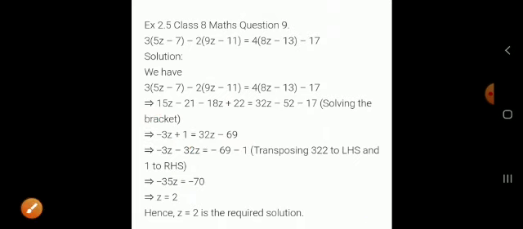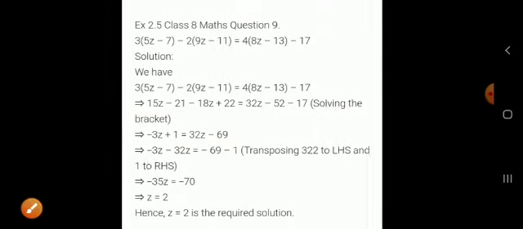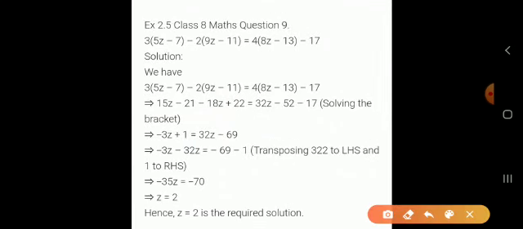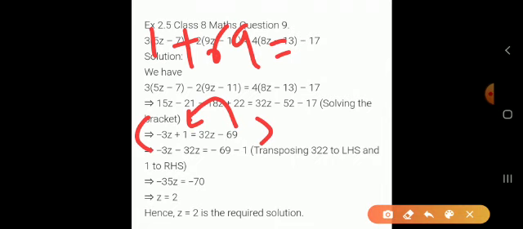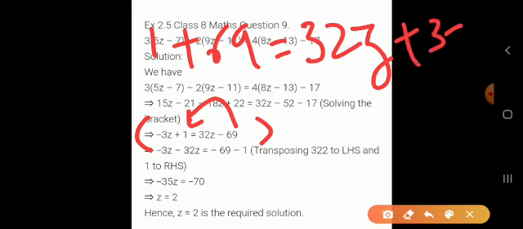Coming to the next step, we can shift, all the z terms we can collect together. So what we can do, 1 minus 69 we can shift here. It will become 1 plus 69 equal to 32z. As it is, shifting minus 3z to the opposite side, it will become plus 3z.